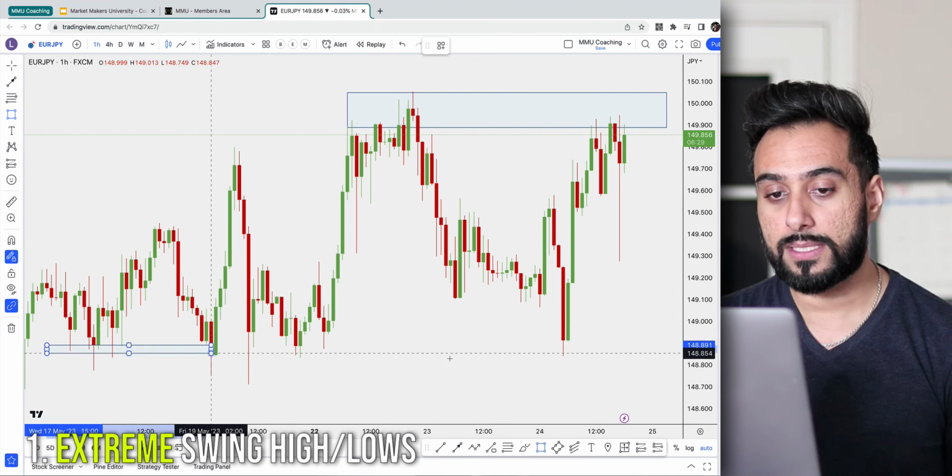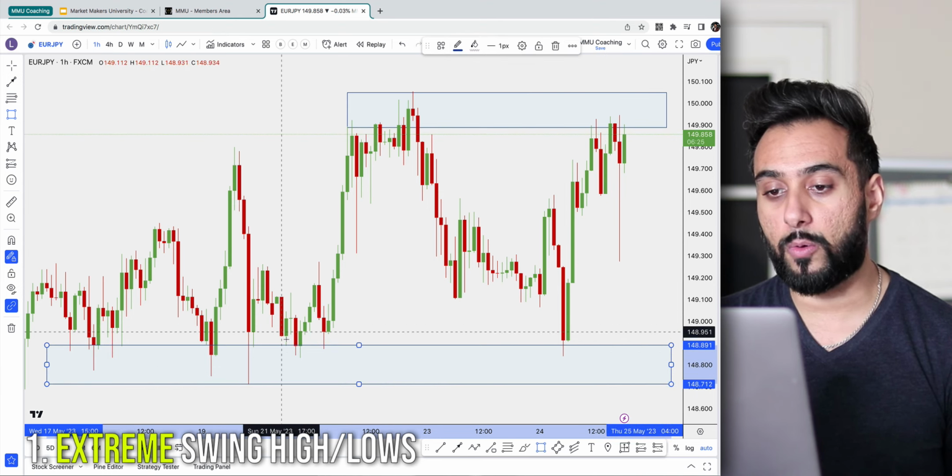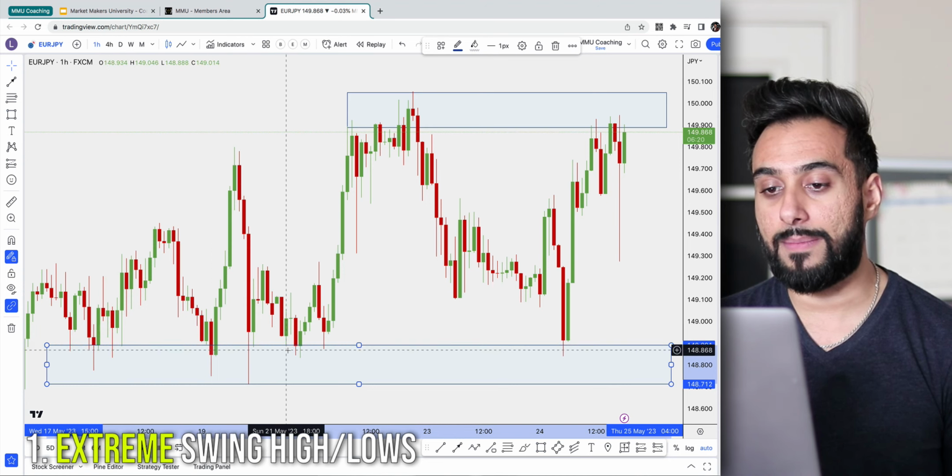What am I doing here? Same exact concept. I'm trying to capture as many of the entirety of the wicks as possible while trying to minimize the amount of candles that I'm actually capturing.